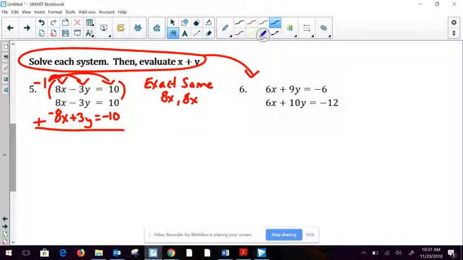So I have a positive 8 and a -8, so the x's get eliminated. I have a -3y and a positive 3y, so the y's also get eliminated. So everything is eliminated on that side of the equation. So what number represents nothing? 0. Good. Is equal to, well, what's 10 plus a -10? That's also equal to 0. Because I have the exact same on both sides, this is what we call infinite solutions.